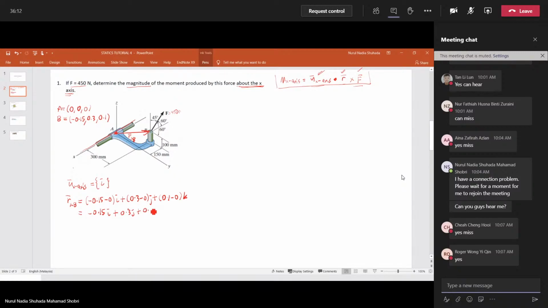Okay, now we have already found this one, so we have to find the vector for f. It's already given here. The F value is equal to 450 Newton.